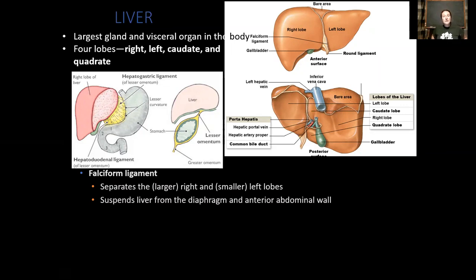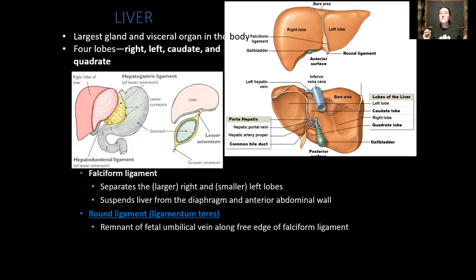Okay, the liver has a series of ligaments attached to it. First of all, the falciform ligament is going to separate the right and the left lobe. This here is the falciform ligament, just kind of dividing the liver in 2. And essentially its job is to suspend the liver from the diaphragm and the anterior abdominal wall. So it's going to keep this huge organ the most superior organ within the abdominal cavity, and it's going to keep it in place. All right, it's very heavy, so this is a very strong ligament.